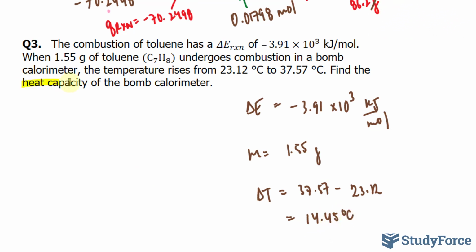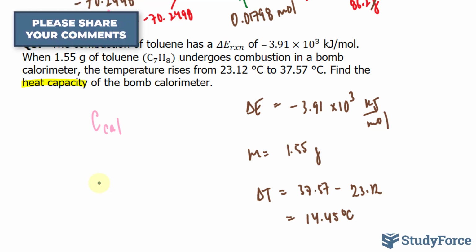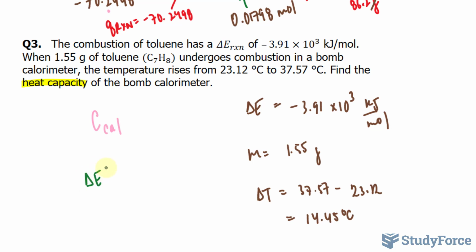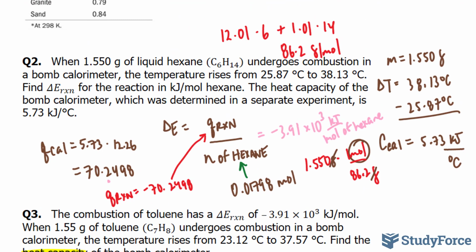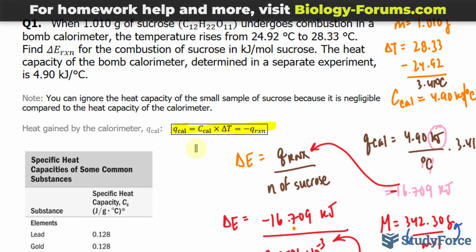They are looking for the heat capacity of the bomb calorimeter, which I'll represent as C sub CAL. To do this, we need to use two very important formulas. The first one is the relationship between the heat of the reaction that's released per mole of the molecule toluene. So we have delta E is equal to QRXN divided by the number of moles of toluene. Once we find QRXN, we can use the relationship that we used in questions 1 and 2. That relationship is shown right here, where QCal is equal to C sub cal times delta T.